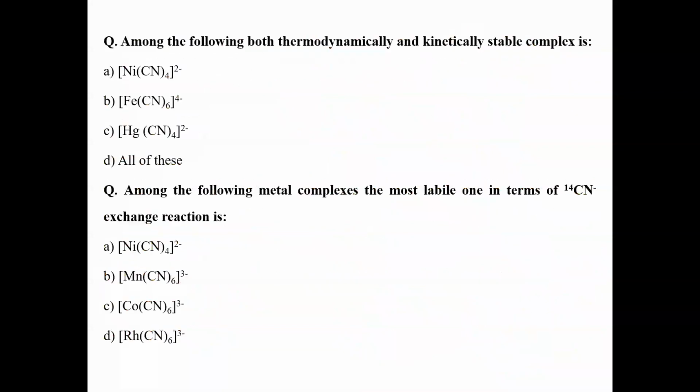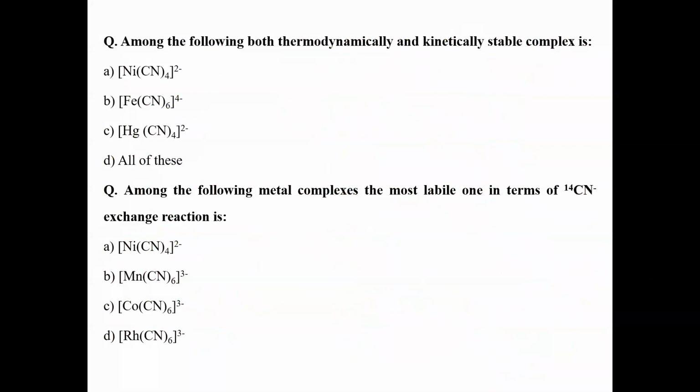Okay. So the next one: among the following, which are both thermodynamically and kinetically stable complexes. You are given three complexes, and you have to identify which one or all of these are thermodynamically and kinetically stable. Whenever we talk about kinetically stable, we talk about labile or inert, right? And whenever we talk about thermodynamically stable, we talk about the formation constant.